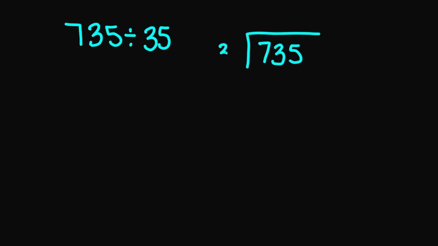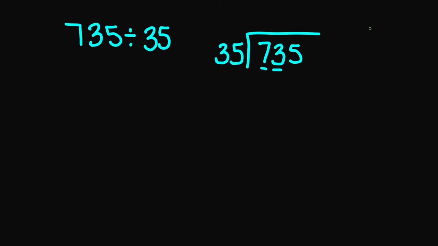735 divided by 35. So 735 on the inside, 35 on the outside. This is your divisor, and then your dividend is inside. 35 goes into 7 how many times? It's too small, it does not go into it. 35 goes into 73 now how many times?